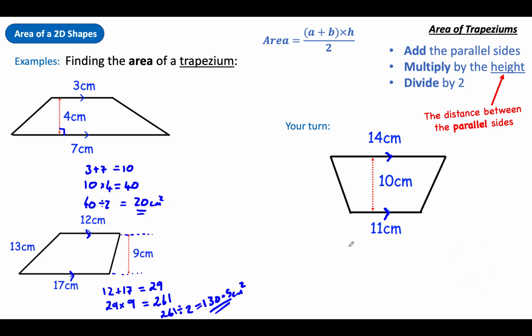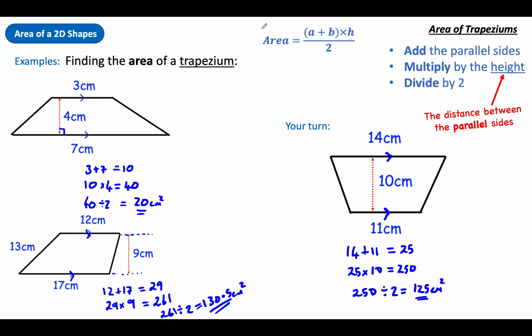Cool, right, I hope you're nice and strong, resilient there, and hope some people even went, oh, that's a bit easy. So add those parallel sides: 25. Times that by the distance between them, the height as we call it, which is 10. So that's 250. And then you halve it, which equals 125 centimeters squared.